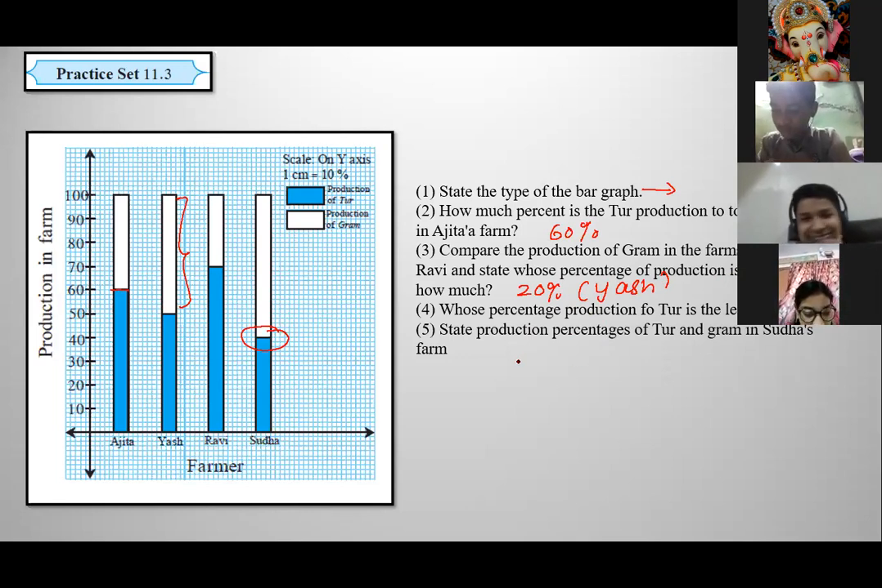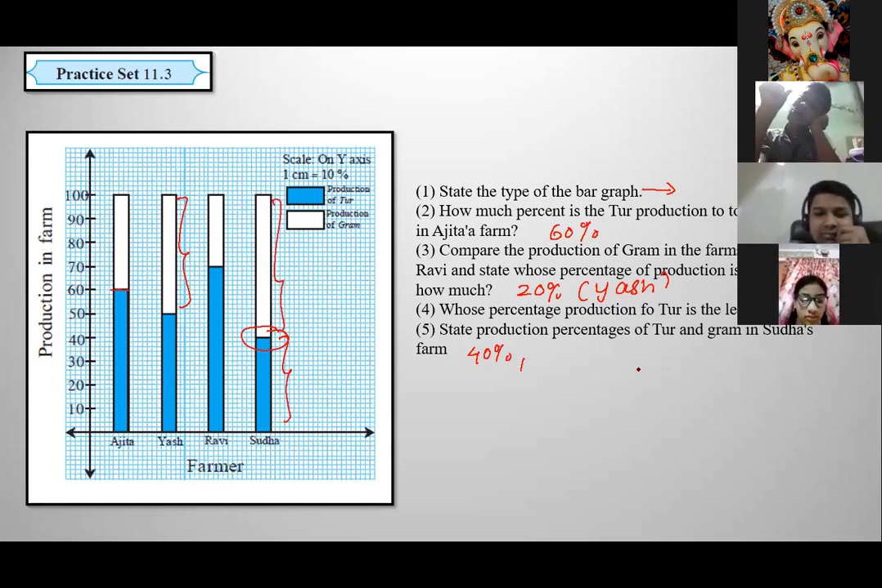And the last one, state production percentage of Tur and gram in Sudha's farm. 40% and 60%. If you look at the graph, this is 40 and the remaining is 100 minus 40, that is 60. So it is 40% and 60%.